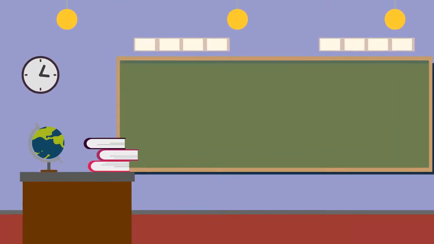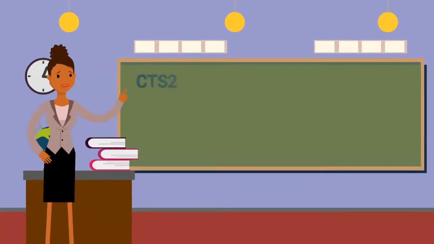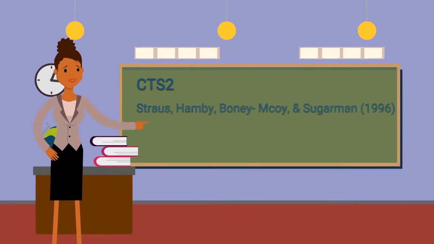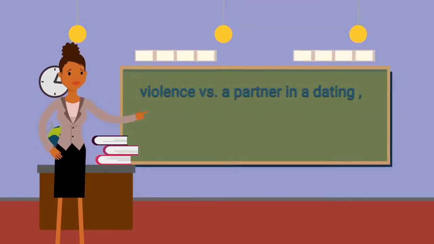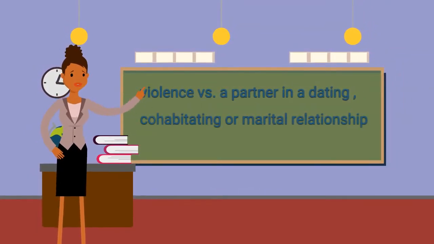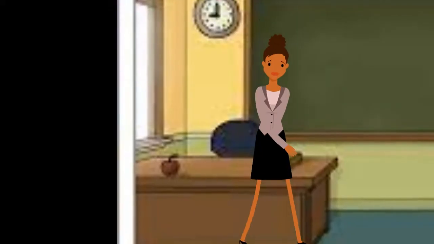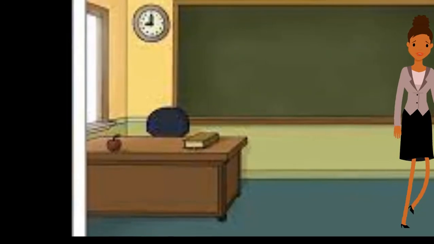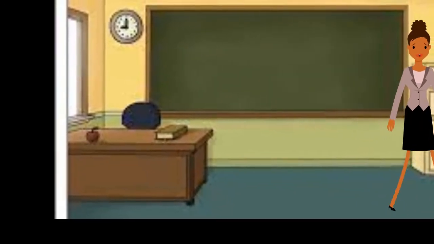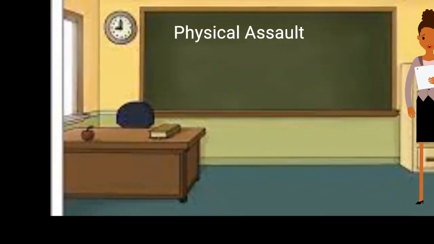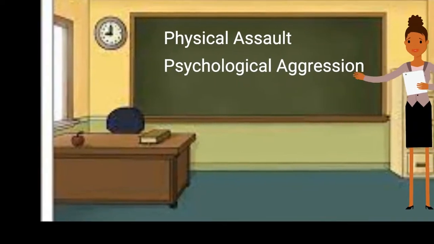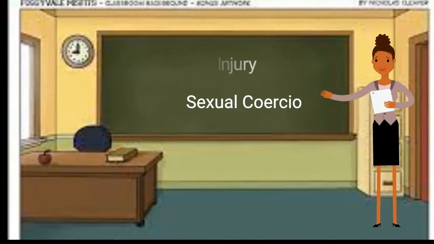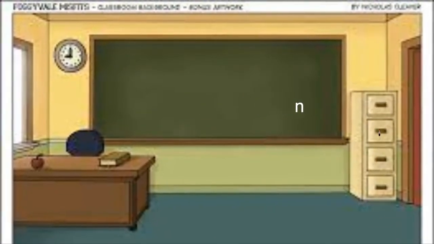There are two main versions of the CTS. The CTS-2, an expanded and modified version of the original, by Strauss, Hamby, Boney, McCoy, and Sugarman, is the version measuring violence against a partner in a dating, cohabitating, or marital relationship. The CTS-2 has scales to measure victimization and perpetration of three tactics that are often used in conflicts between partners: physical assault, psychological aggression, and negotiation, and scales to measure injury and sexual coercion of and by a partner.